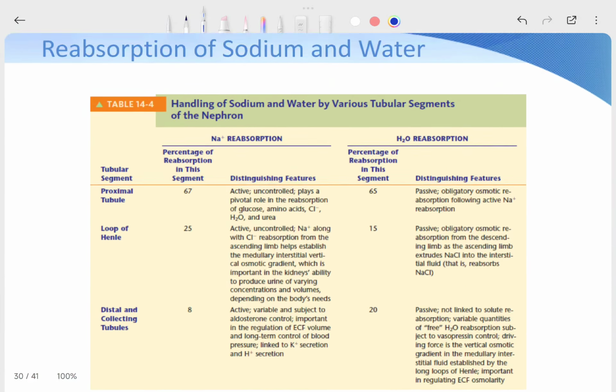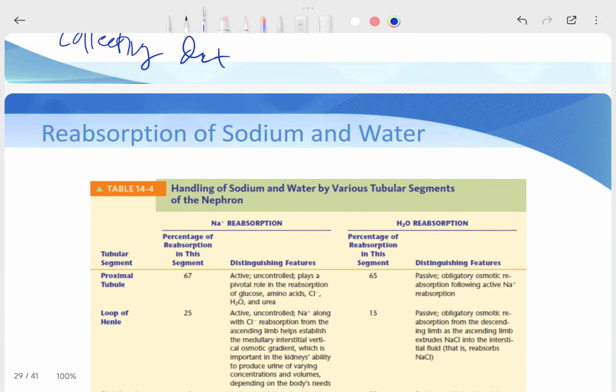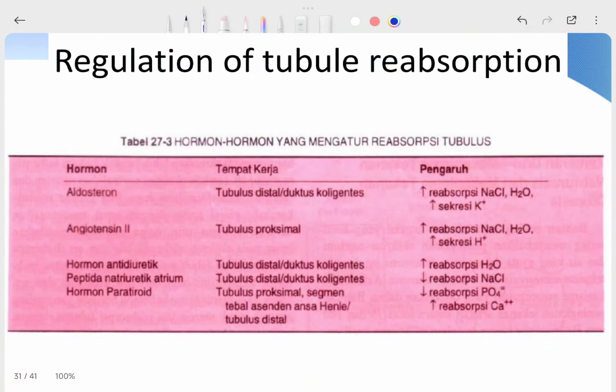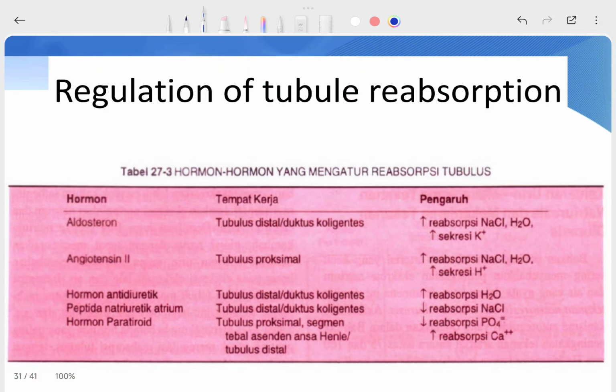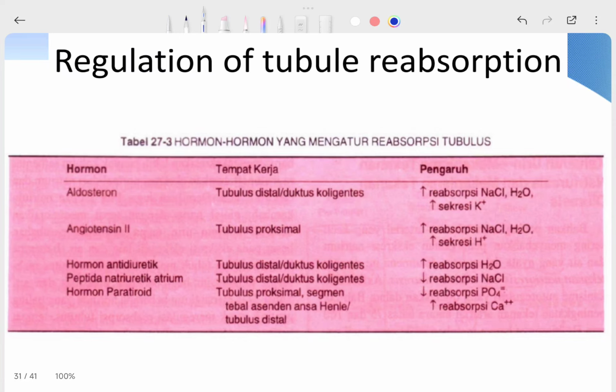Next. It also has the reabsorption of sodium and water. You can just read it. For now, I think this has been explained in your module, so I guess you don't need it again.